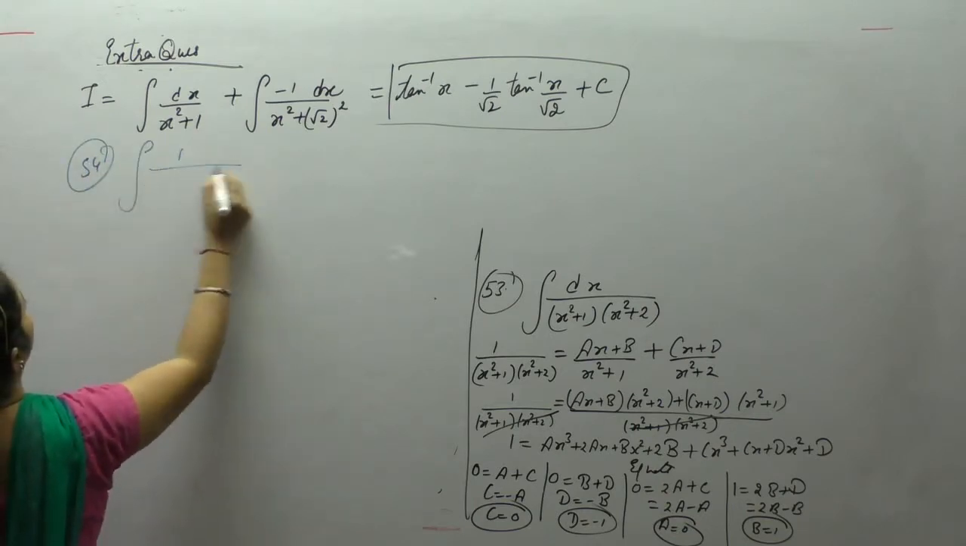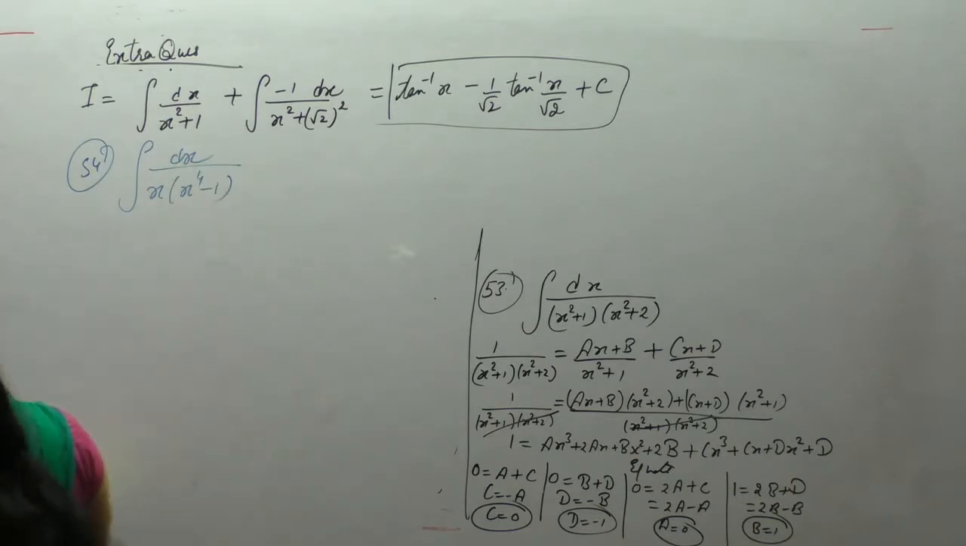1 upon x into x to the power 4 minus 1 is the same as the previous question, 1 upon x into x power n minus 1.